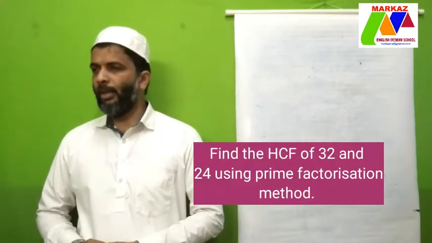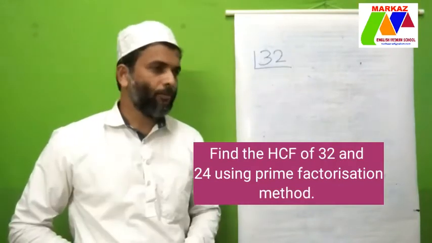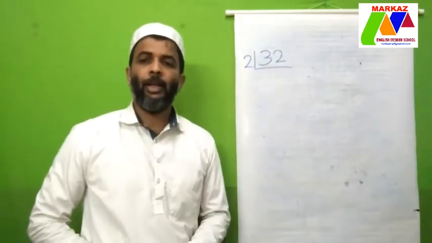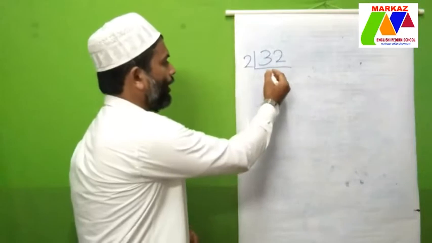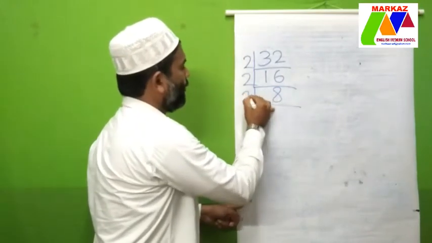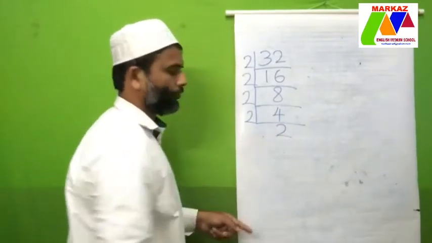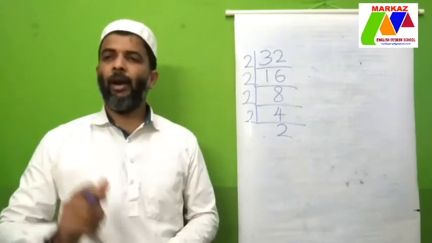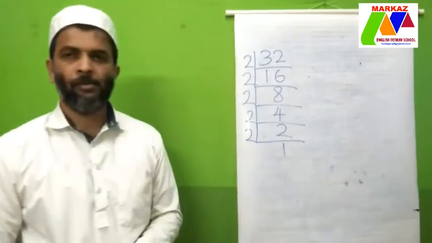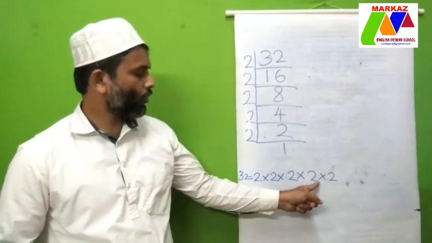Find the prime factors of the given numbers by the repeated division method. First, find the prime factors of 32. Begin with the smallest prime number 2. Dividing 32 by 2, we get 16. Again, we get 8. Then again, divided by 2, we get 4. 2 is a prime number. We divide it by itself and get 1 as a quotient. Thus, the prime factorization of 32 is 2 into 2 into 2 into 2 into 2.